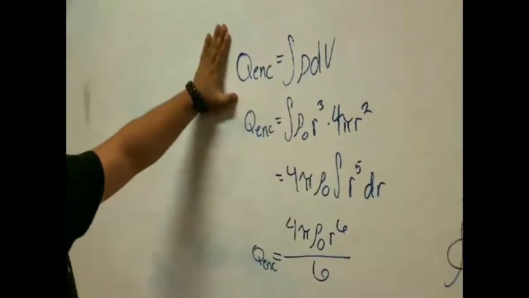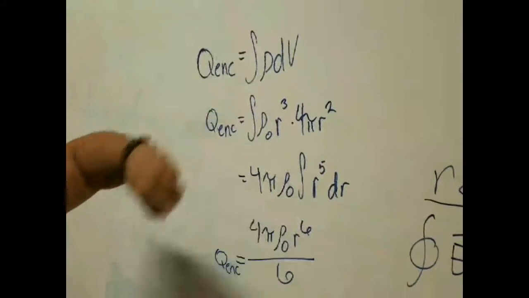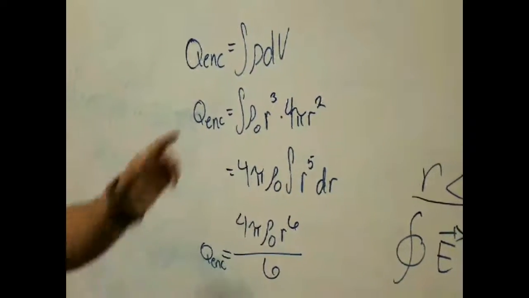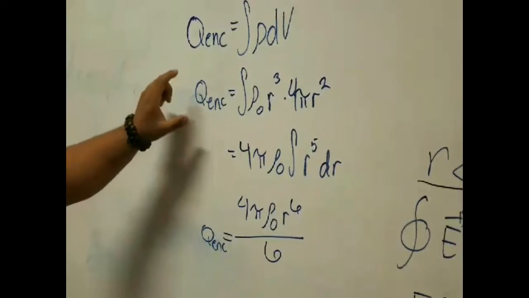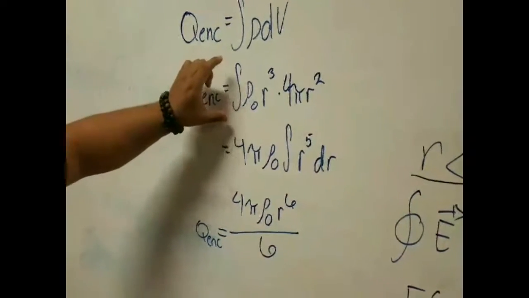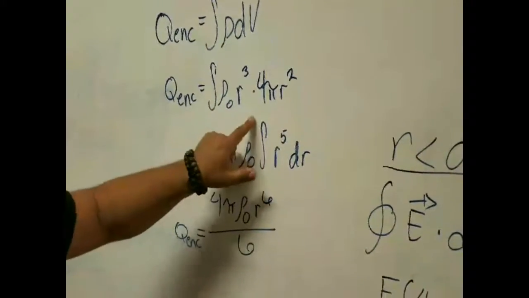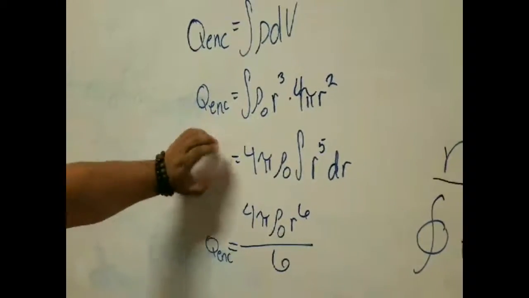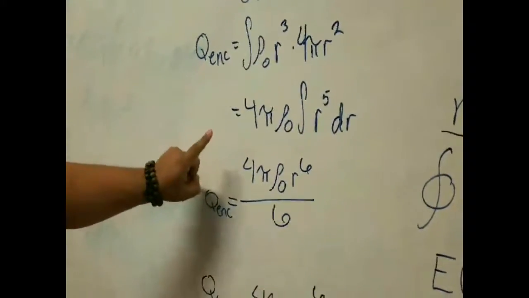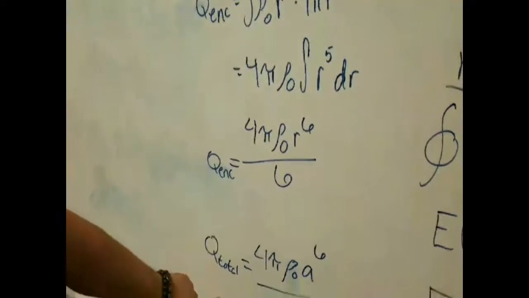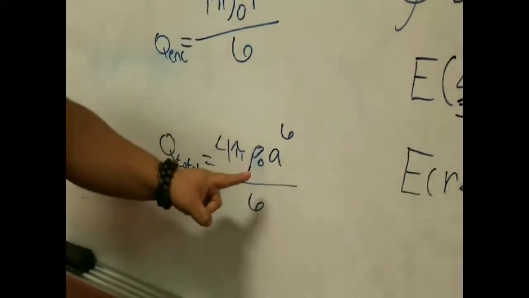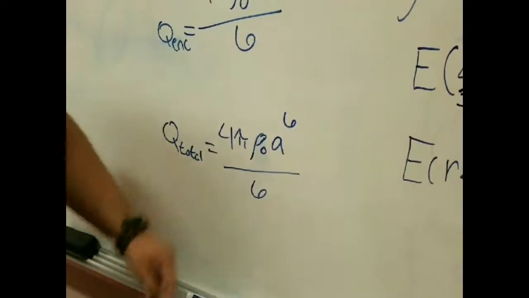So from the equation we have Q enclosed equals the integral of rho dV. And from there we just broke it down further. Q enclosed equals the integral of rho naught r cubed times 4 pi r squared. The 4 pi r squared is the area of the sphere given. And from there, we just continuously broke it down to find the total, which would end up being 4 pi rho naught a to the 6th over 6.